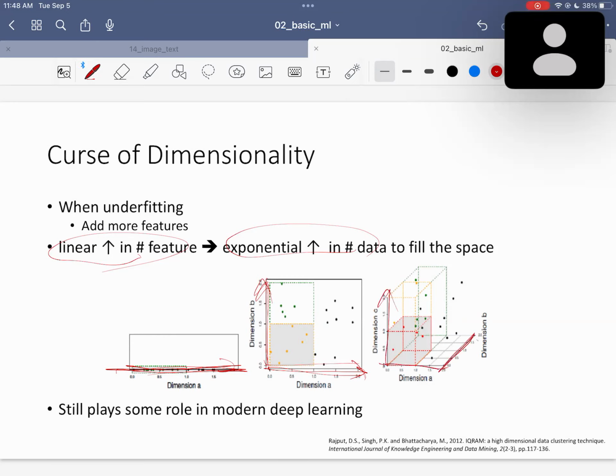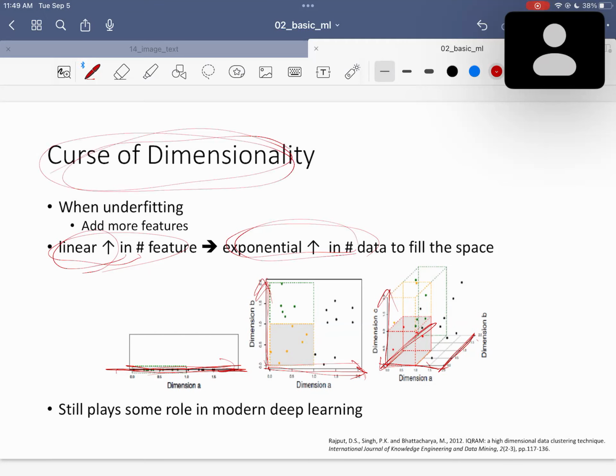It becomes a space, right? So now you need to fill that space to properly learn the structure of your data and learn the coefficients. As you linearly increase your features, you need an exponential increase in your data size to fill that space. That's the curse of dimensionality. So it's usually not a good idea to blindly add features.